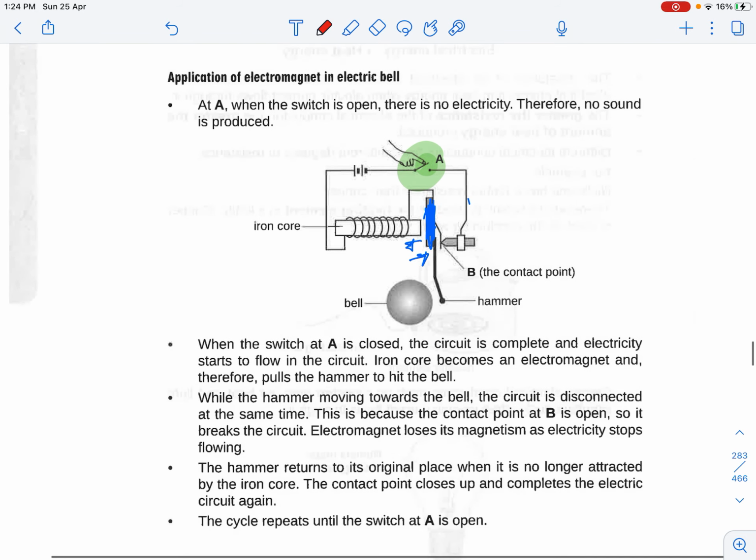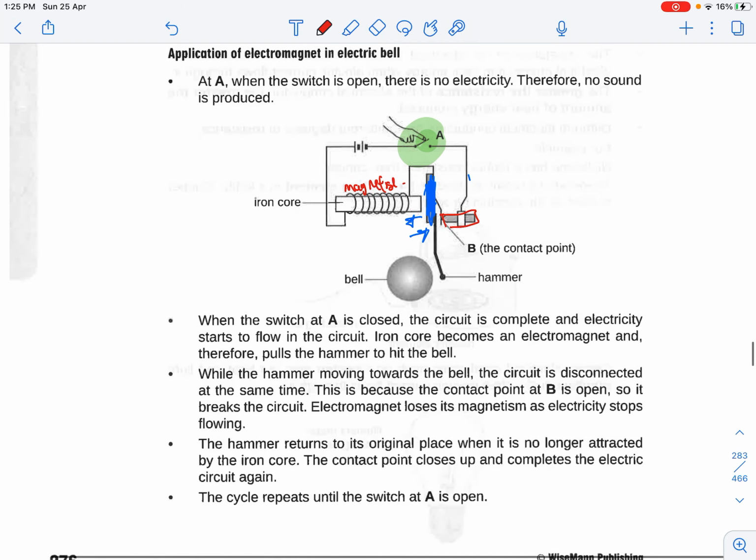There are some examples in which it can be used. For example, your doorbell, such that when you press the doorbell at A, you will close the circuit. This closed circuit will then cause your iron rod to become magnetized. And when your iron rod is magnetized, this will cause another metal piece from the other side to be attracted to hit your bell. So it will constantly do this in order to create that form of attraction. You can pause the video to read up more about it.